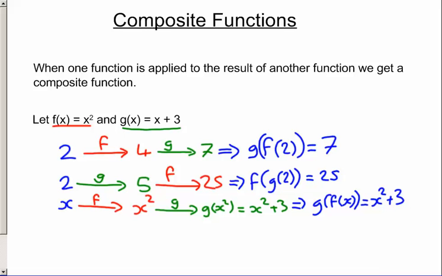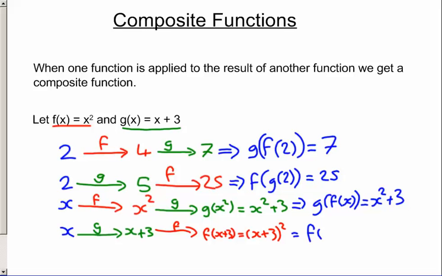Similarly, if we did it the other way around, we start with x, so we get x plus 3, and then we're going to put that response into f, and that gives us f of x plus 3, which is x plus 3 squared. So that tells us that f of g of x is equal to x plus 3 all squared. Again, note that the different composite functions are different depending on the order we put things in.